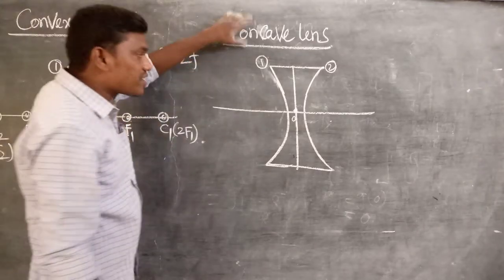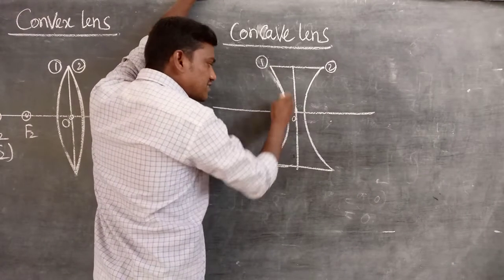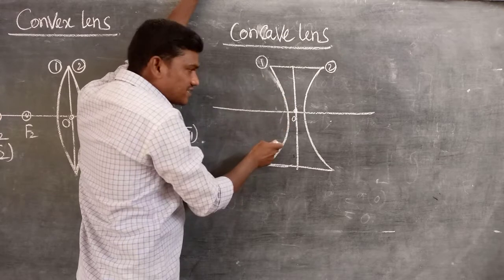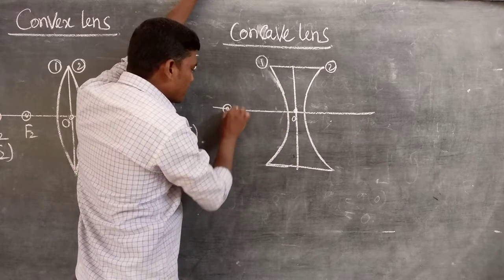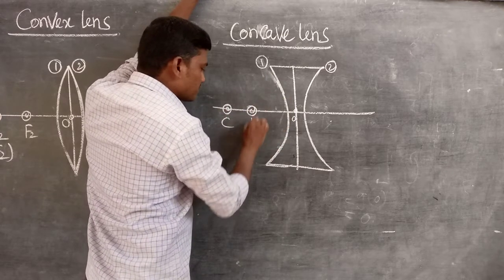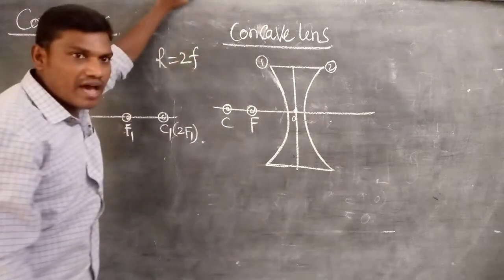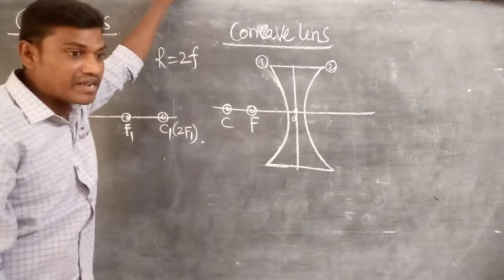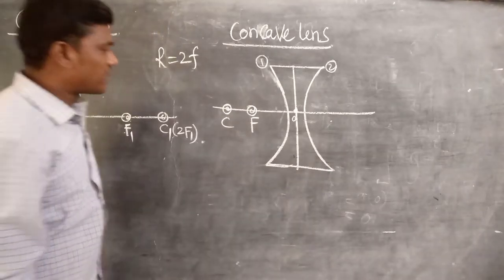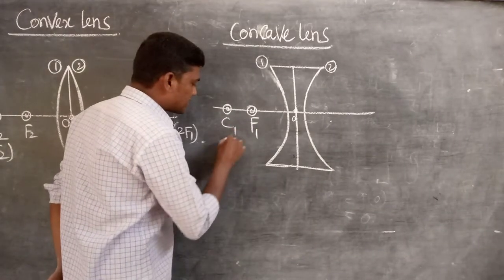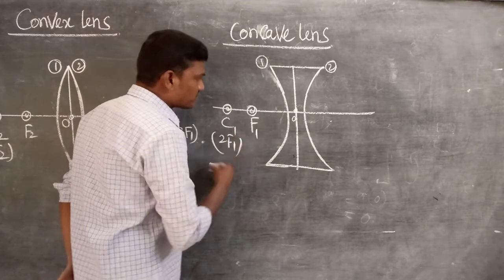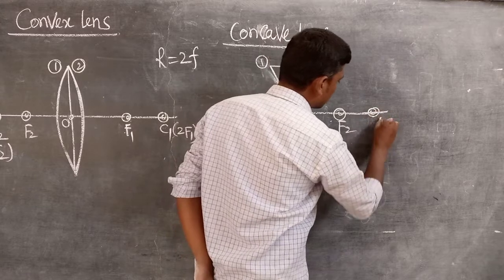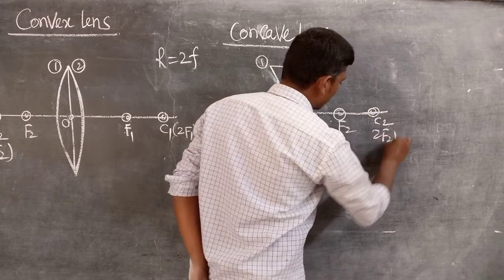But in case of concave, the reflecting surface is inward, that is called concave. In case of a concave spherical surface, the center of curvature and principal focus are both on the same side of the refracting surface only. But in this one, the opposite side. That's why it is F1, it is C1 or 2F1. Then automatically this side, F2, it is C2 or 2F2.